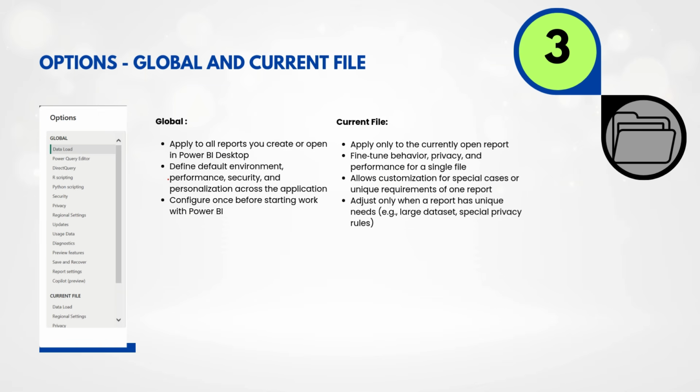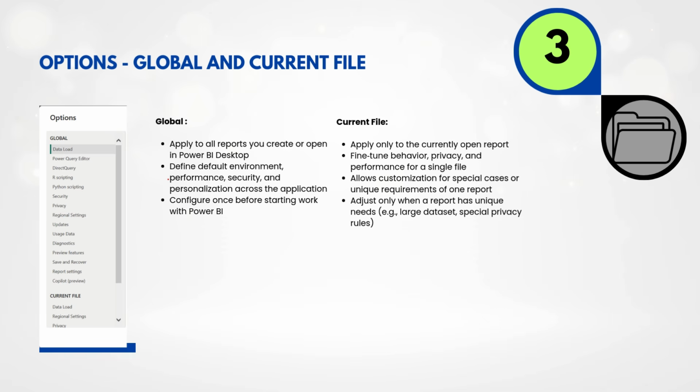Next, we have current file settings. These apply only to the report you currently have open. They let you fine-tune behavior, privacy, and performance for a single file. This is especially useful when a report has unique requirements, for example, handling a large dataset or applying special privacy rules. Adjust these settings only when a report needs something different from your global defaults.